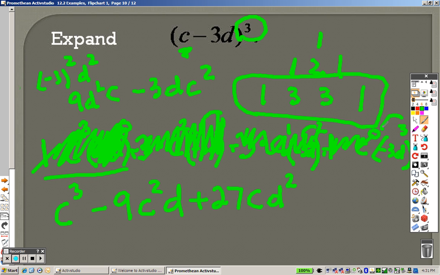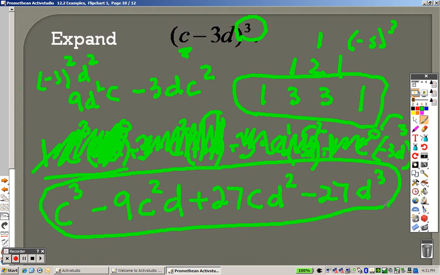So I have to take that through. Negative 3 to the third is negative 27, and d to the third is d to the third. And there is your answer. That's basically like you sitting there and foiling it out, which you can do to solve this problem. You can just foil that out and get your answer if you would rather do that.